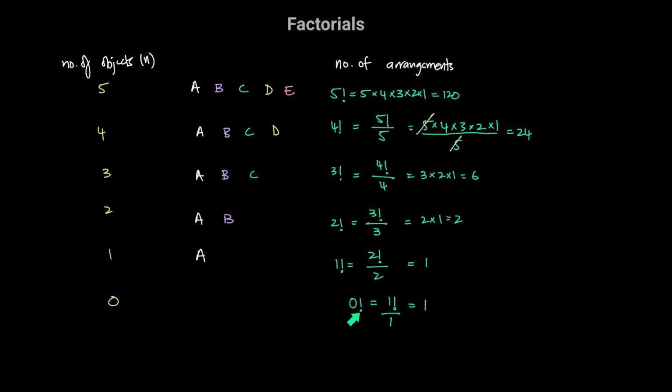Now, I might say, why is 0 factorial not equal to 0? Well, by looking at this pattern, we can say that 0 factorial is equal to 1. But why do we have to follow this pattern? Well, we don't necessarily have to follow this pattern.